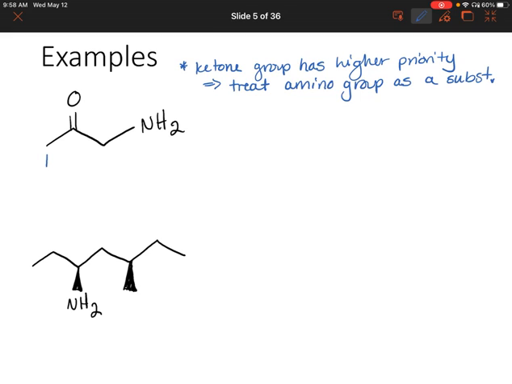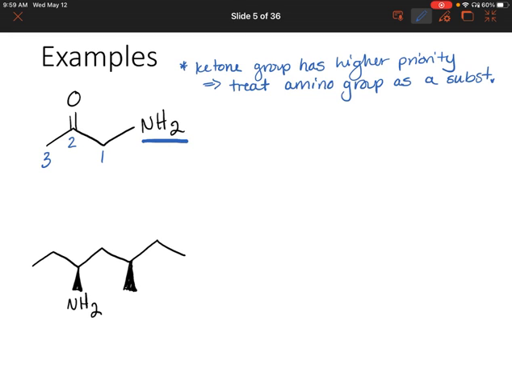So if we number it from left to right, the amino group would be on carbon 3. But we could number this from right to left, and now the amino group is on carbon 1, which would be preferred. And notice that the carbonyl group is always on carbon 2, so it doesn't really matter which way we number it for the ketone, but it does matter for the amino group.